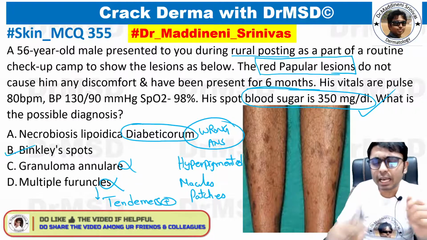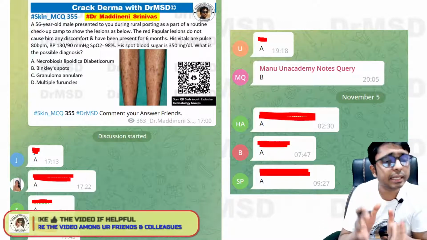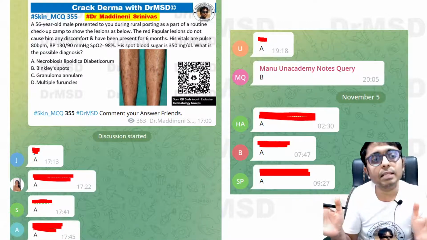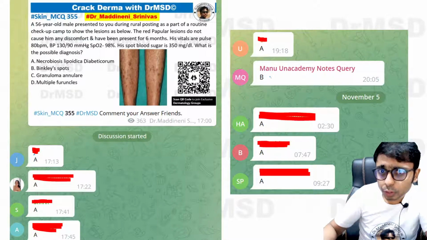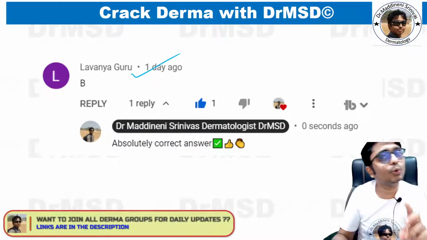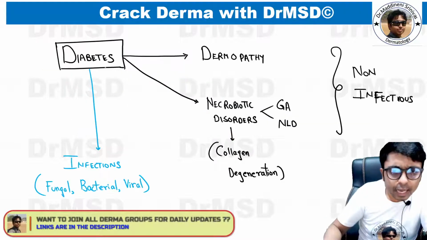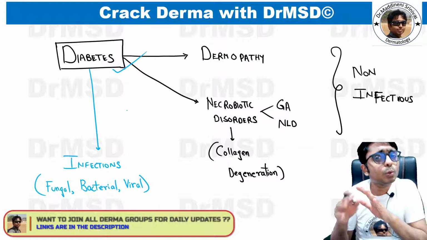So let us see, A, B, C are definitely manifestations of diabetes, and you can see here almost every student answered it as option A, except for a few students. Very good Dr. Manu and very good Lavanya Guru. You are the two students who answered it as option B. Excellent. And you can see diabetes is going to have two broad manifestations.